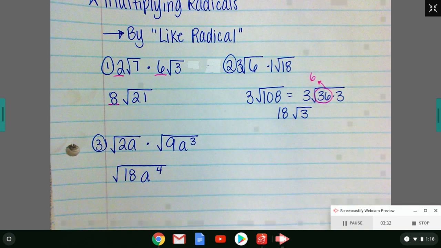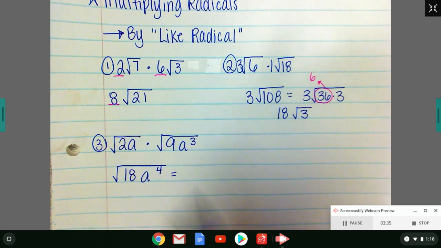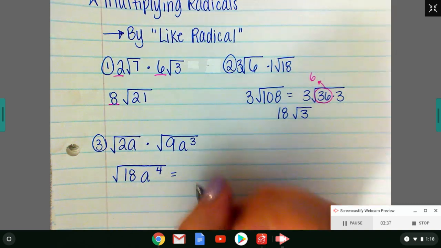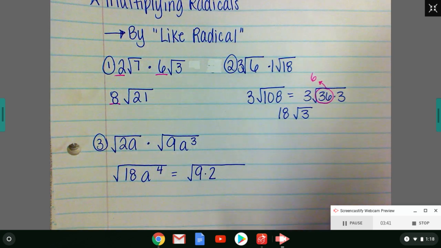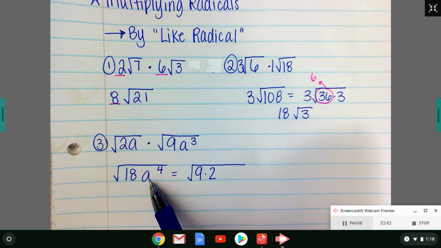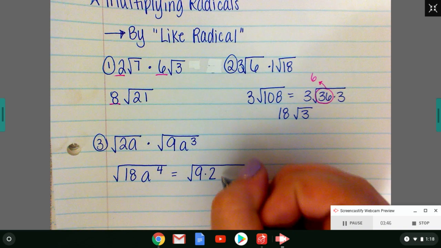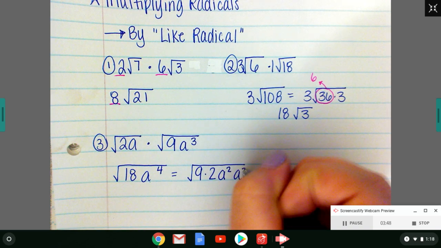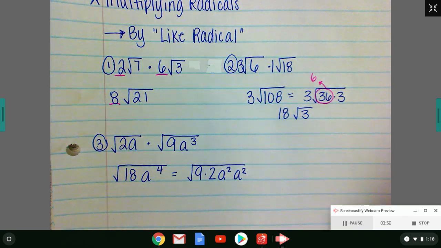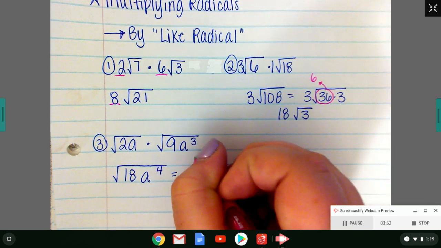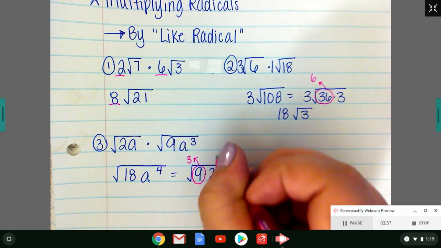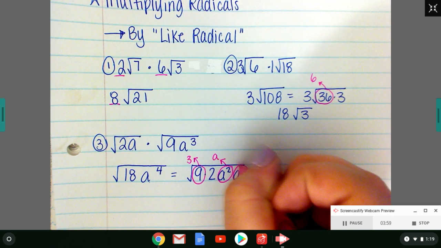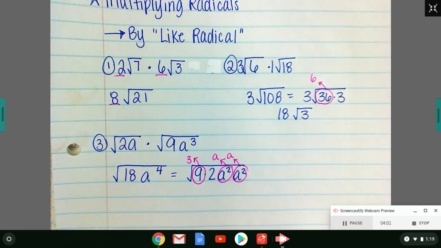Now let's mess with this a little bit and see what we can do. What's perfect that goes into 18 is 9. So 9 times 2. And then a to the 4th, we want these to be written as squares. So we can go a squared, a squared. Then anything perfect comes out. 9 is perfect, so it's going to come out as a 3. A squared is perfect. It'll come out as an a. A squared is perfect. It'll come out as an a. So my 3 times a times a comes out.